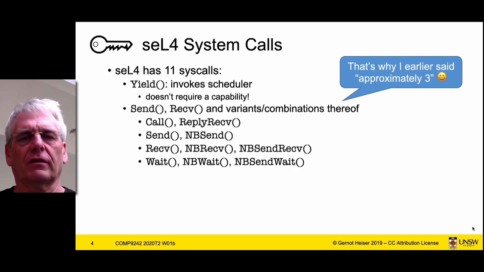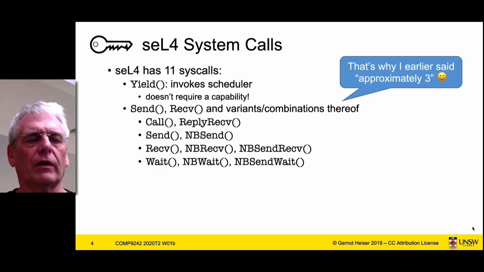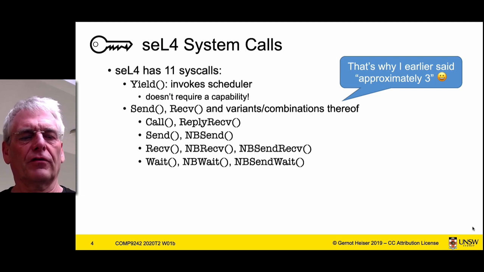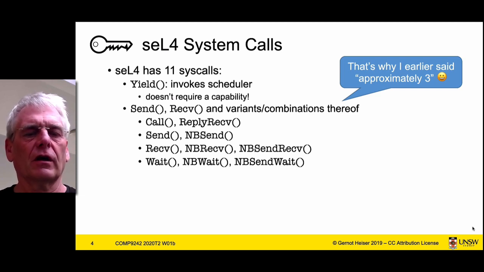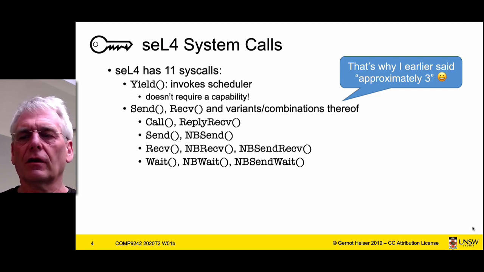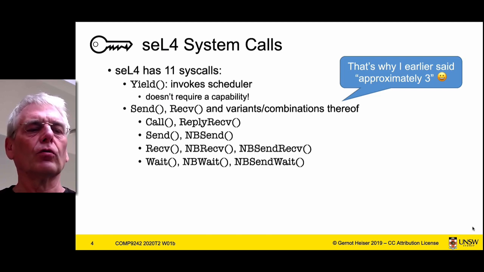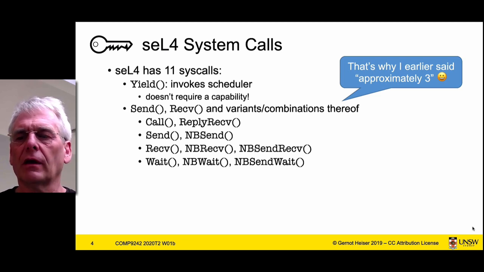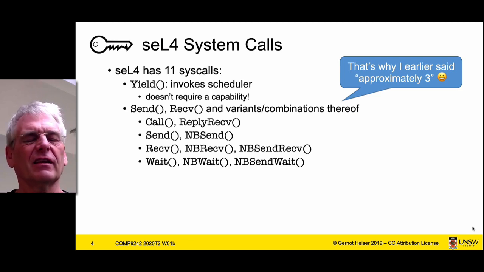So wait blocks until there's a message ready. MB wait just polls whether there's a message and otherwise continues. And then there is the send wait, which does a non-blocking send followed by a blocking wait. As I said, we really should just use call and receive normally. The others are really only for bootstrapping protocols and exception handling.